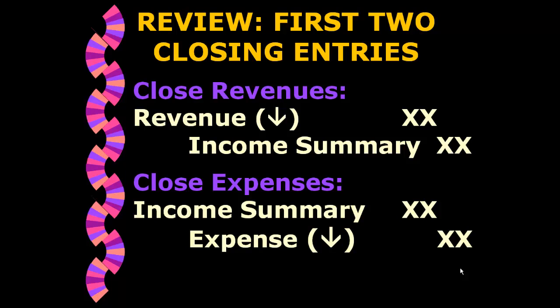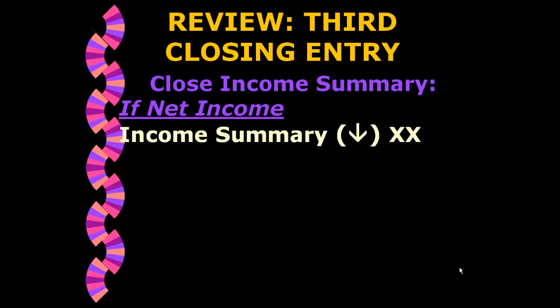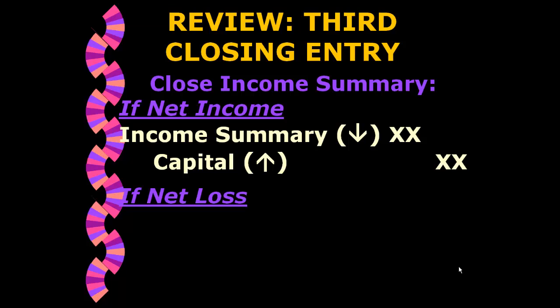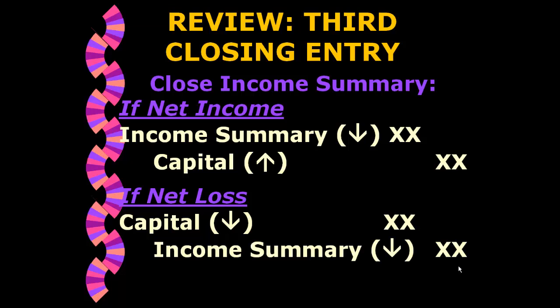Our third closing entry simply needs to get the income summary account balance then down to 0. If the income summary account has a credit balance at this point, that means we had net income. To close it out, we're going to debit income summary to get it down to 0, and the credit goes to the owner's capital. If we had a debit balance in income summary, that means that we had a net loss. To get income summary down to 0, we're going to have to credit that account, and then the debit would go to my capital account.